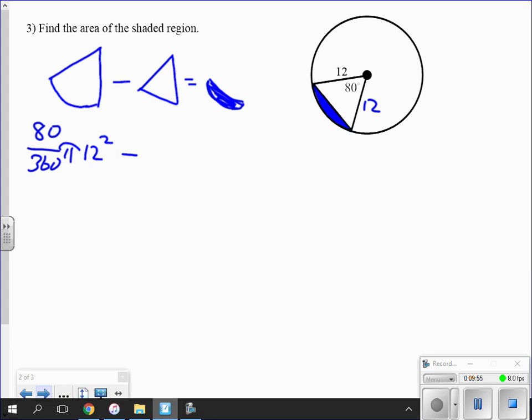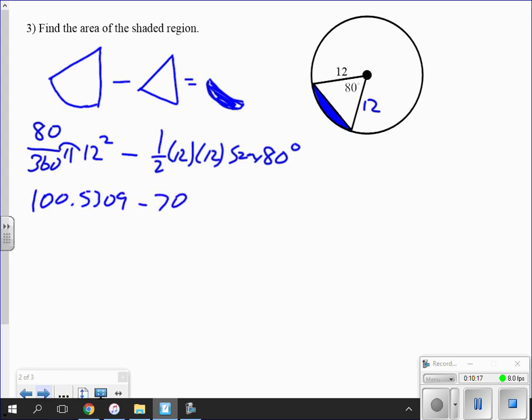One-half times 12 times 12 times the sine of 80 degrees. And you get 100.5309. That's what I did on mine. Minus 70.9061. And the area of our crust is 29.6.